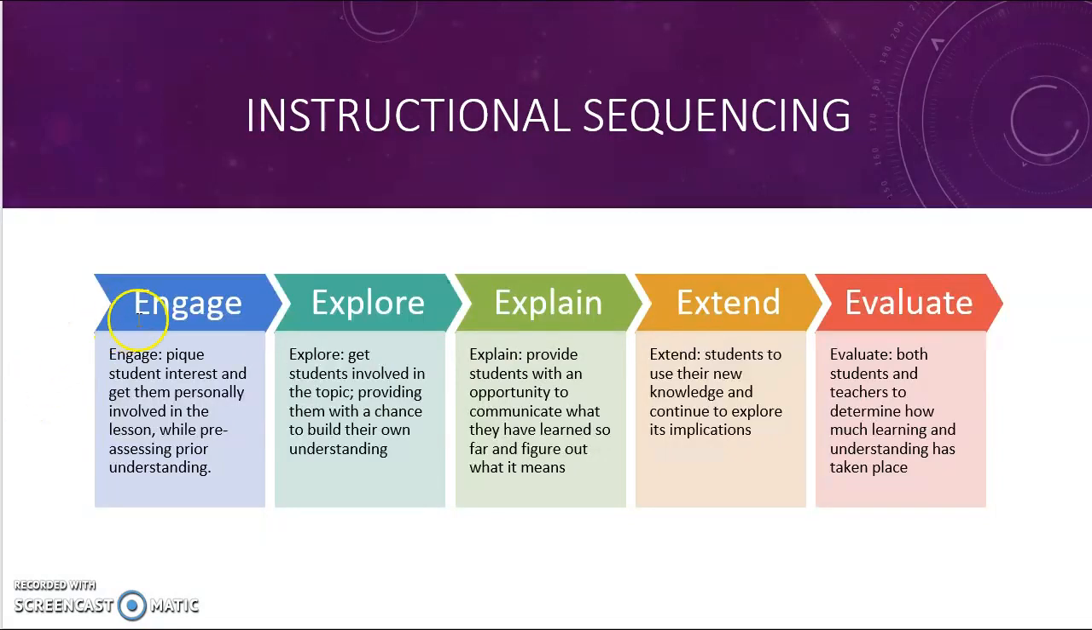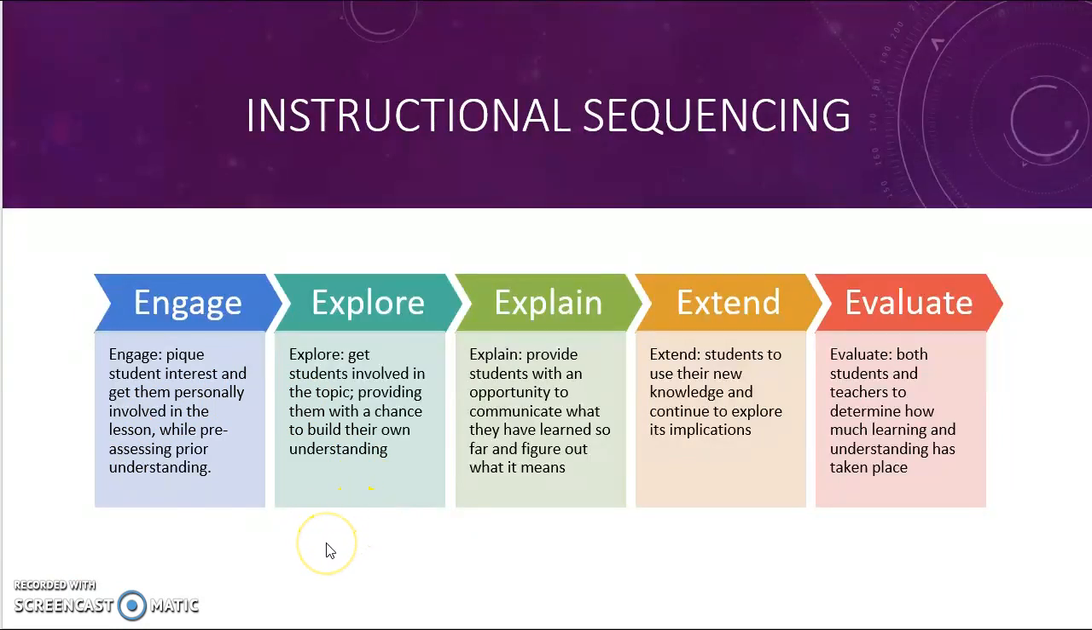You start off by engaging the students, piquing their interest and getting them personally involved in the lesson while assessing prior understanding. You want to think about prior knowledge. You want to think about funds of knowledge. You want to bring something engaging. This is where you would introduce the phenomenon, right? And then you would go into the exploration phase where you get students involved in the topic.